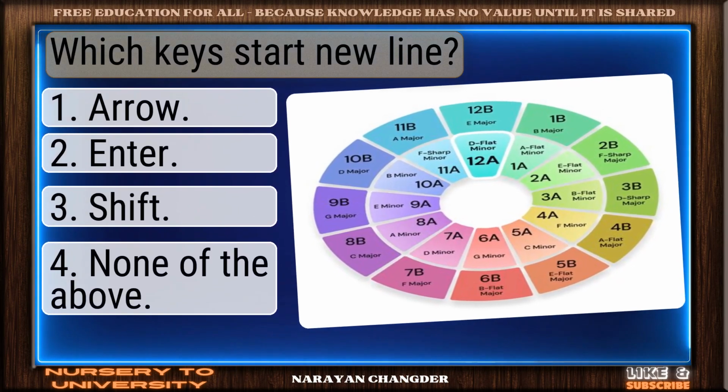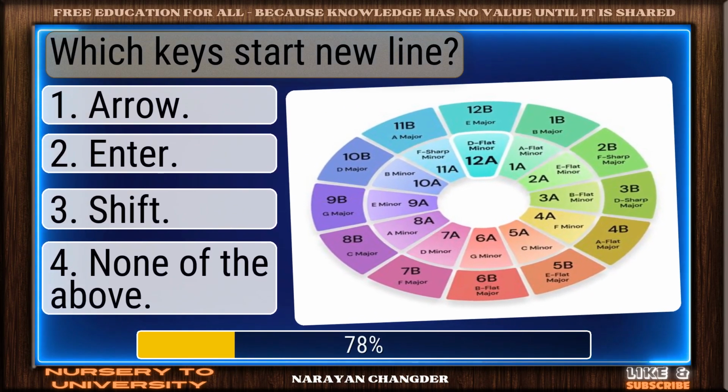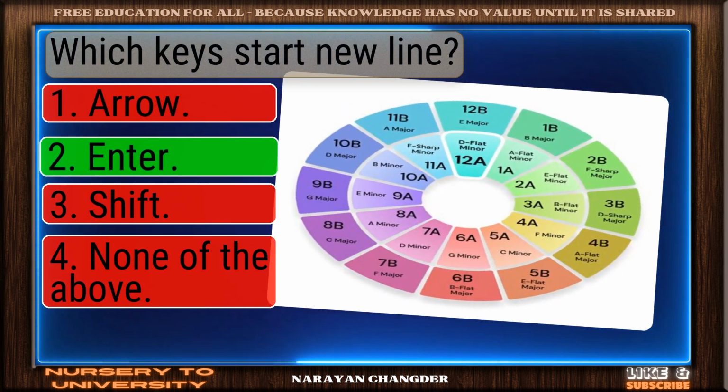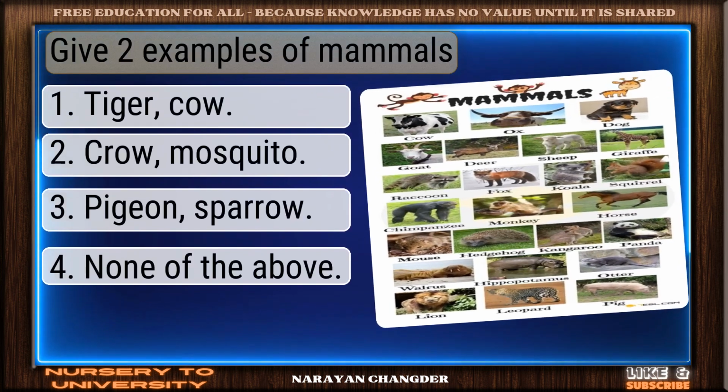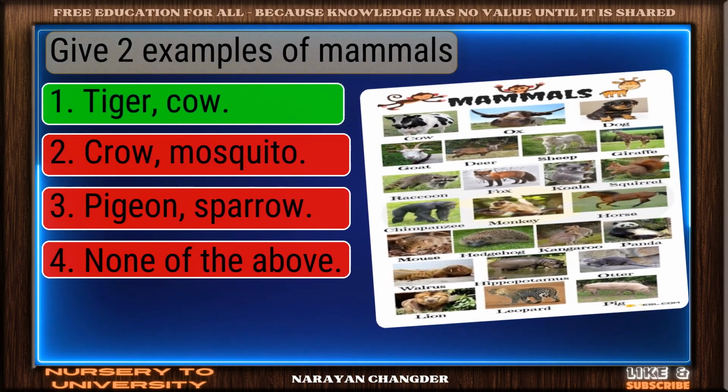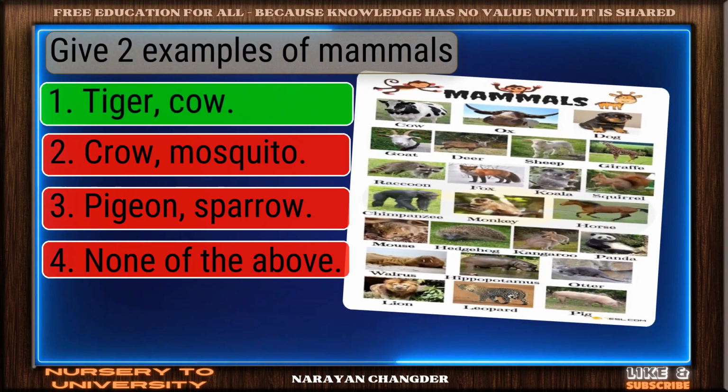Which keys start new line? Nice selection. Enter is the correct and valid answer. Give 2 examples of mammals. Sharp thinking. Tiger, cow is the right choice.